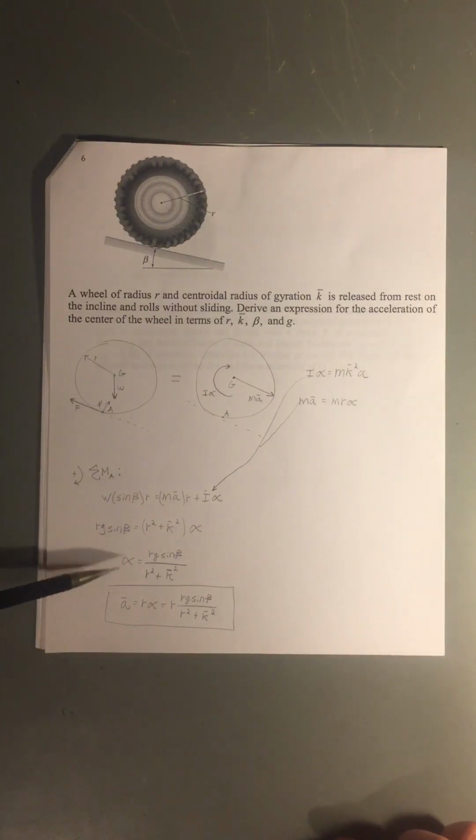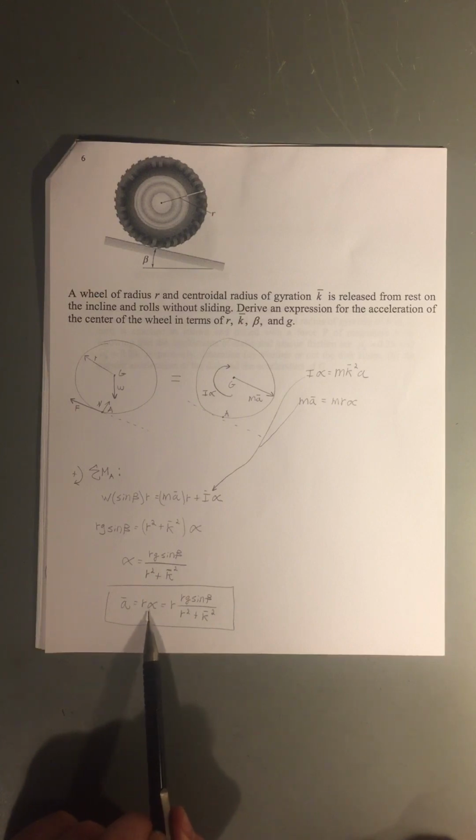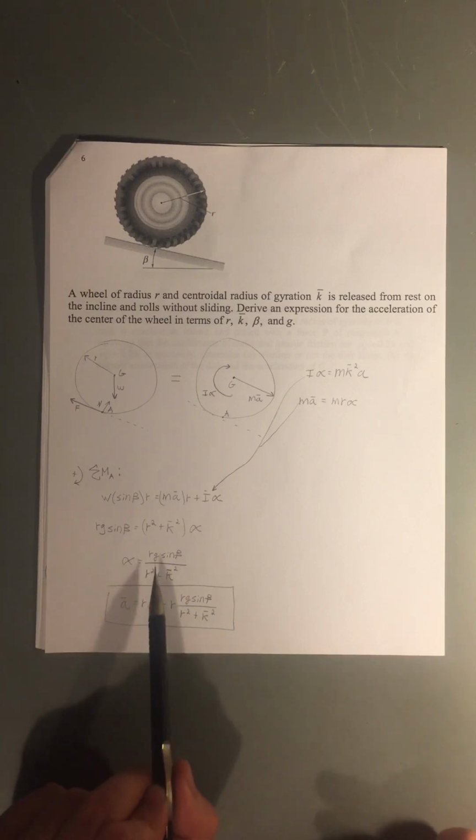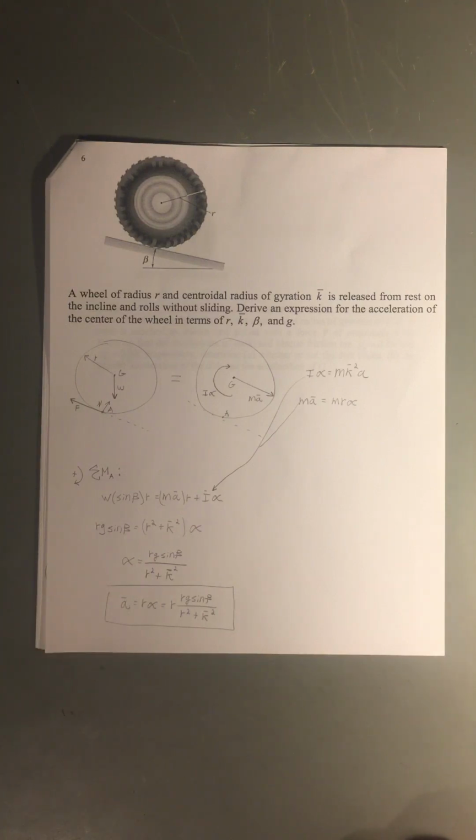And so rearranging this equation for alpha gives us this, and then we can simplify this to get that our acceleration, which we're looking for, is r alpha. And so we'd take an alpha term over, and that gives us this for our final answer for this problem.